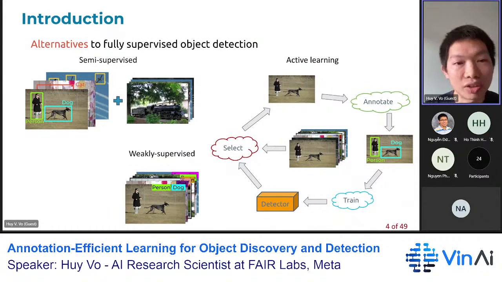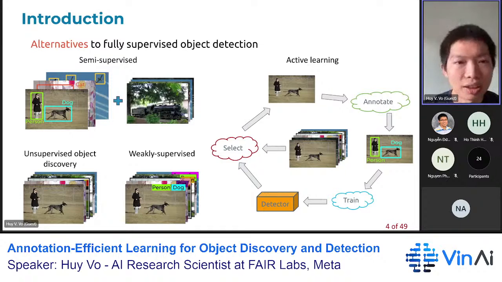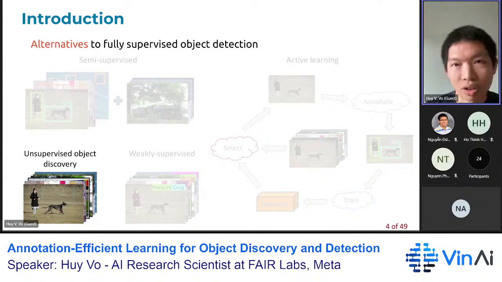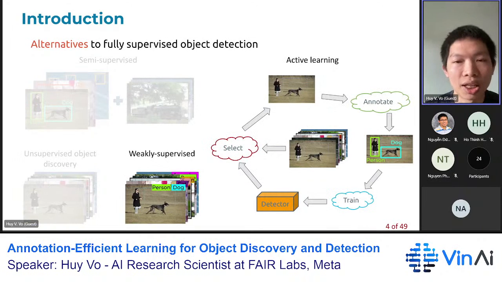And finally, unsupervised object discovery can be seen as an unsupervised variant of object detection that does not require annotation at all. Instead, we leverage the similarity between images to find common objects in them and link images that contain similar objects together. In this talk, I will first discuss works on unsupervised object discovery. Then I will introduce a method that combines weakly supervised and active learning for object detection that offers a good trade-off between annotation cost and performance.